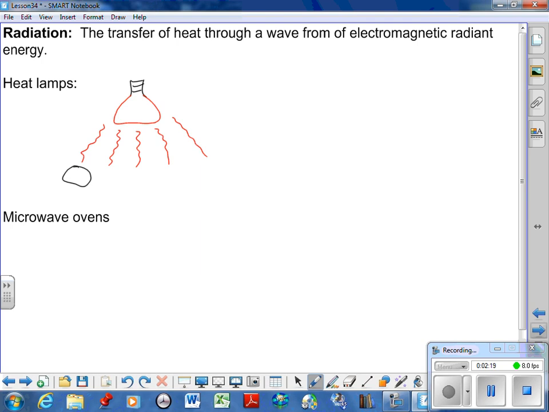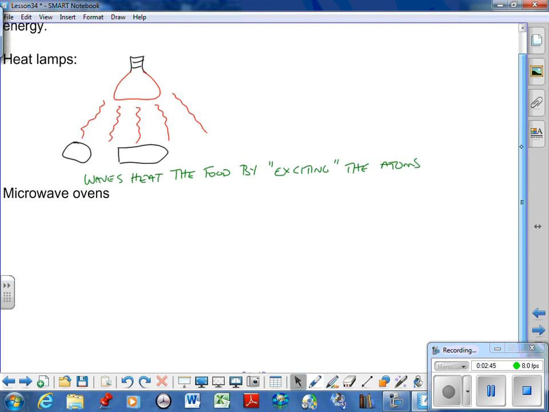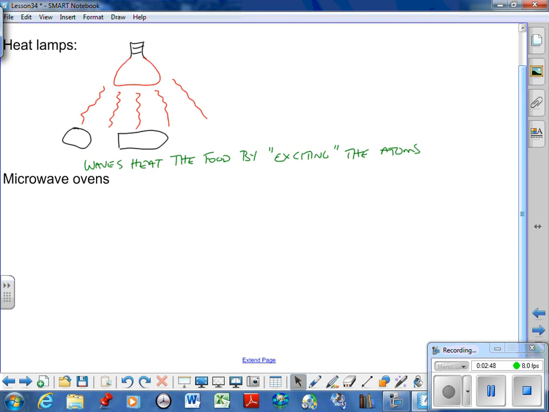So there's my hamburger. Put a hot dog package on there. So the waves heat the food by, and I'll just say by exciting the atoms. Okay? So those electromagnetic waves pass energy through that process. And like I said, I'm not going to go into a whole lot of detail. You just have to tell me a heat lamp's an example. Microwave ovens use it as well.